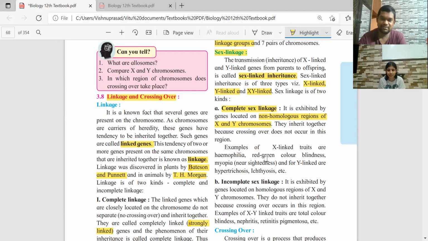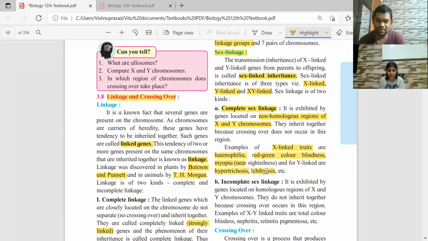So these are the X-linked traits, which are actually kind of disorders. You have hemophilia, color blindness, myopia. Under Y-linked you will have hypertrichosis, ichthyosis, etc. We will see some of them later, and based on this, we'll do some problems also.